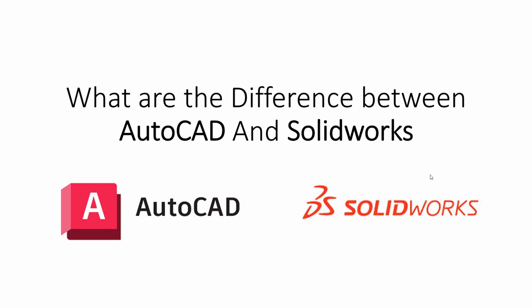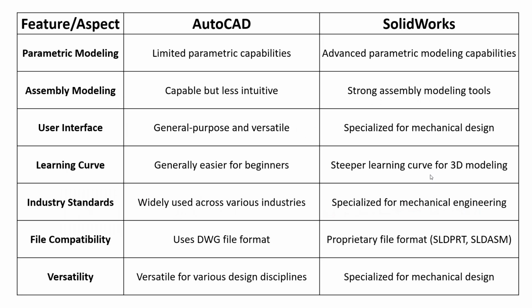AutoCAD and SolidWorks are both popular software tools used in the field of mechanical design, but they differ in various aspects, especially when it comes to parametric modeling and mechanical design. Here are some key differences between AutoCAD and SolidWorks in terms of mechanical design and parametric concepts.